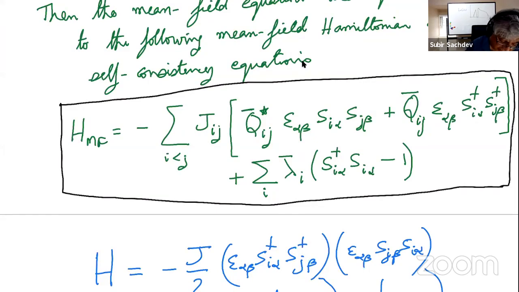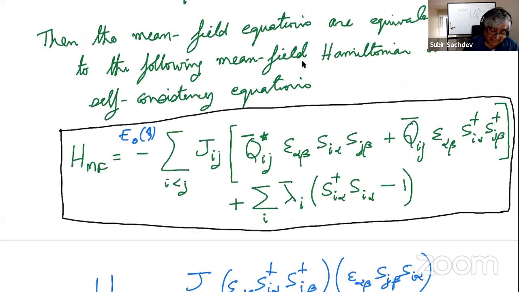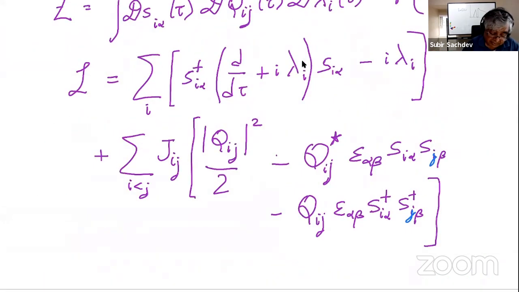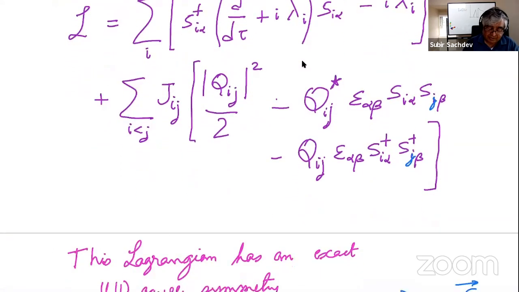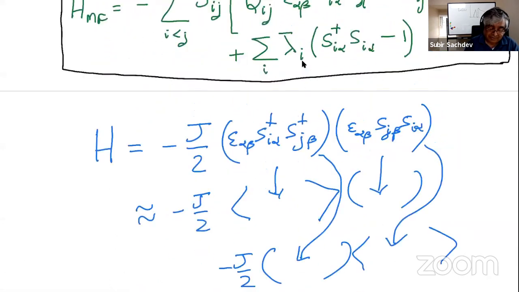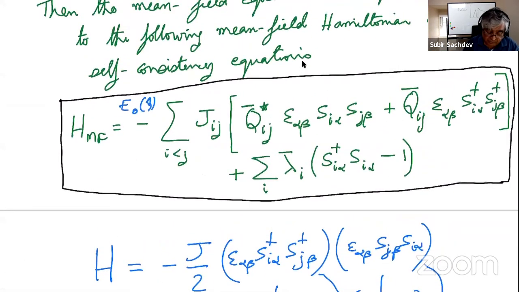So let me just say there's a ground state energy E0 of Q. In this case, we know what it is. It's just exactly this term, absolutely. But it's not important for determining the saddle point. In determining the values of Q and lambda, you have to iterate this equation with this equation, and you can just keep doing that. The constant makes no difference.